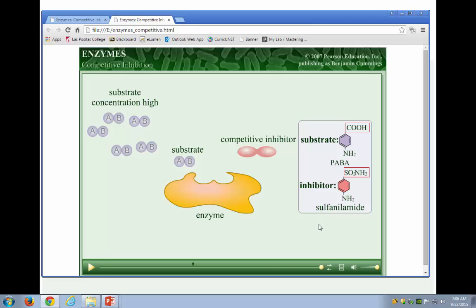So sulfa drugs are important, and sulfa drugs acting as a competitive inhibitor, sitting in the active site of an enzyme in the pathway for folic acid synthesis in microbes, can shut down the microbe without shutting down the human cell. So that's important to kill a microbe, that you affect something that's only in the microbe and not in a human.